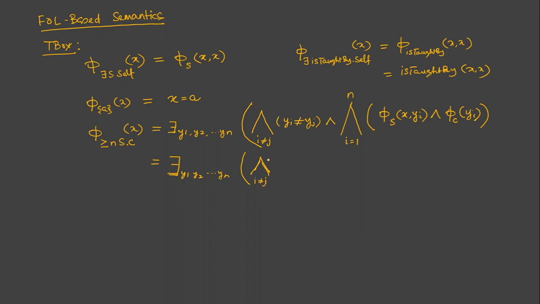So it's just iterating over all the pairs. So that's why this is called a big AND. yi not equal to yj, and i equal to 1 to n, and this phi s will be translated to s x yi, and this phi c will be translated to c yi, right? So assuming that this s is just a simple role name and c is an atomic concept. If it is a complex concept, then we have to translate that first, then we can use this yi, right?